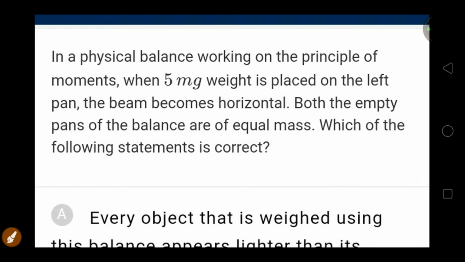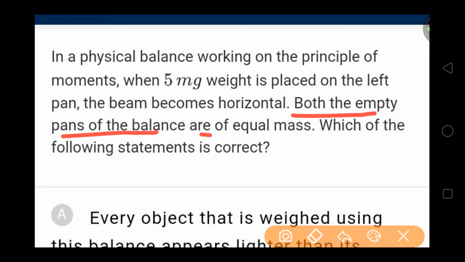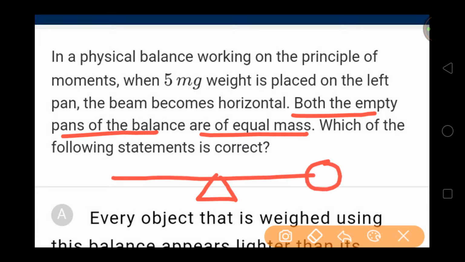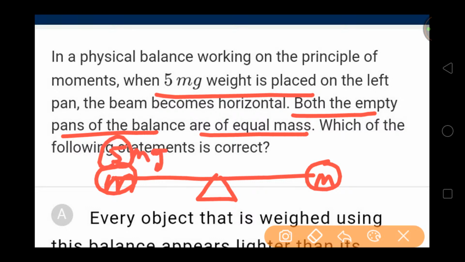In a physical balance working on the principle of moments, 5 mg weight is placed on the left pan and the beam becomes horizontal. Both the pans are of equal mass. Which of the following statements is correct? So given both the empty pans of the balance are of equal mass, right? So assume the pan weight is m, and you're adding extra 5 milligram weight on the pan. So m plus 5 milligram. Then only it is balanced.